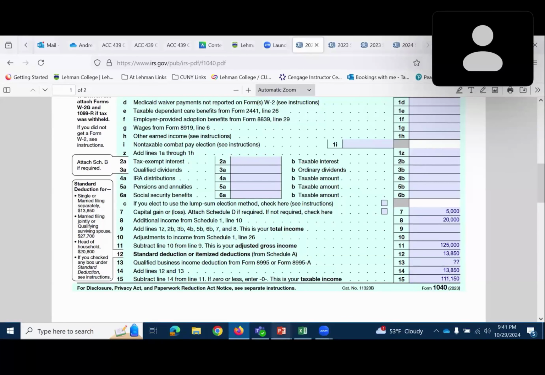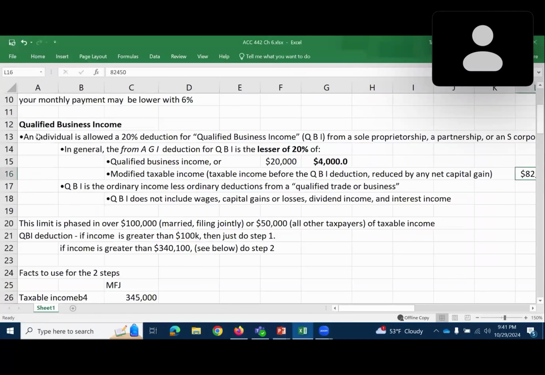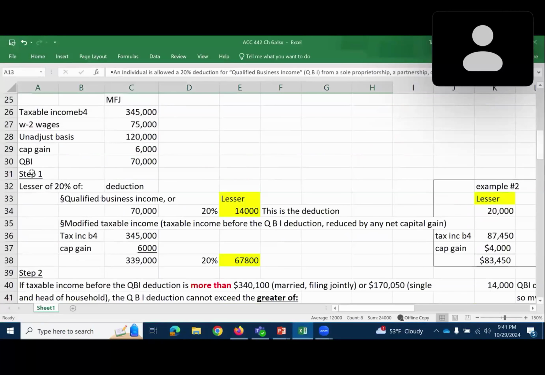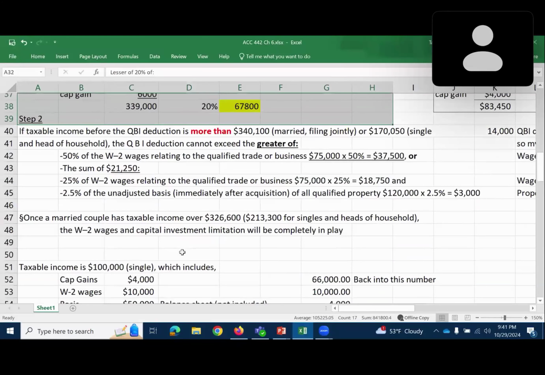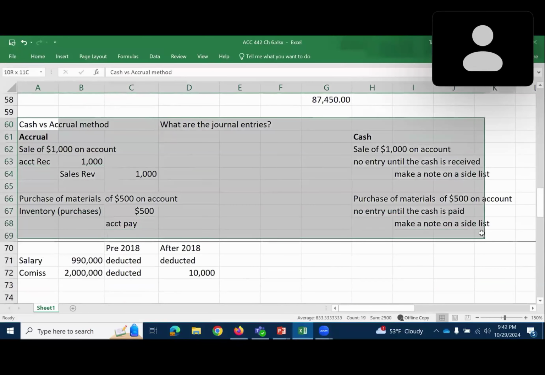Okay. So we're going to go through here on the Excel file. You'll see I have all the rules here, and I have examples that we're going to use with the different steps, and everything's kind of written in here. Here's another example of the cash versus accrual that we talked about before. It's just a summary.